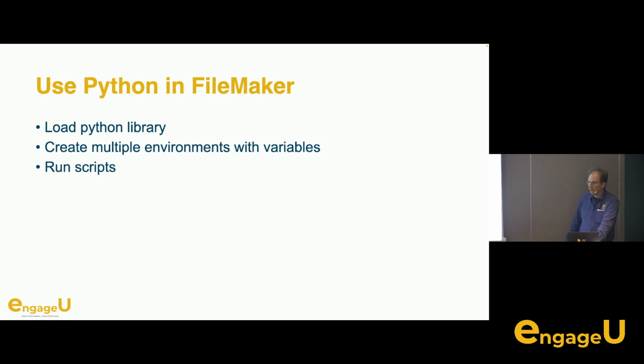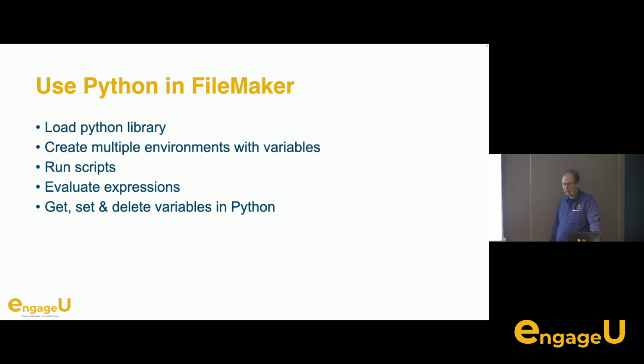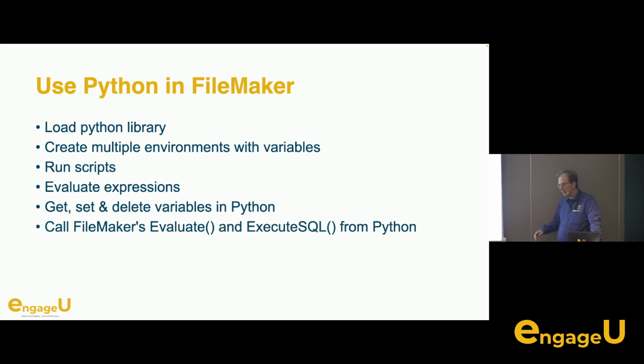You can run a script within an environment. You can evaluate an expression, like if you want to have the user enter something and perform a calculation. You can work with the global variables, get them, set them via script. You can call back from Python to FileMaker with evaluate or execute SQL to move data over. For Mac and Windows and Linux. Not on iOS, because you can't get Python to iOS, as far as I know.